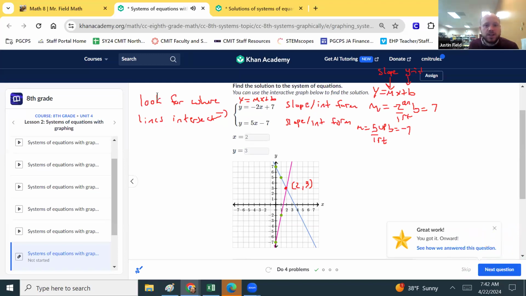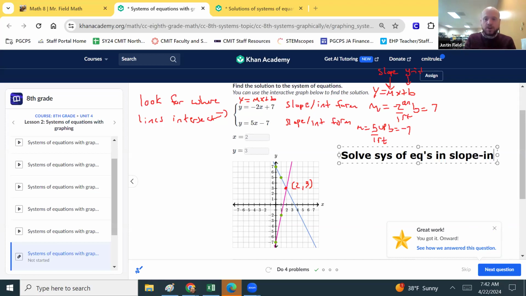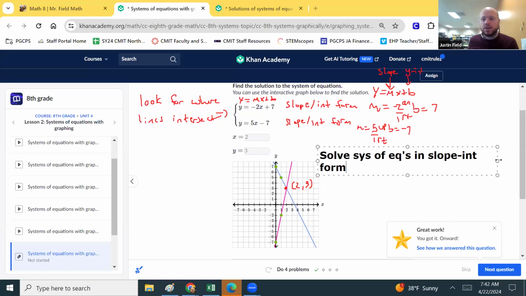All right, so let's write success criteria. And this is solving a system in slope-intercept form. So, solve system of equations, slope-intercept form. I want you to notice that I'm abbreviating on purpose, because if we learn to abbreviate, then it makes things a lot easier to write.